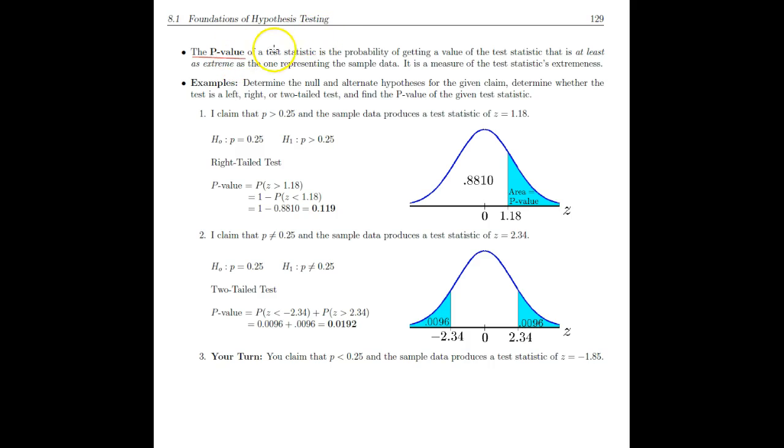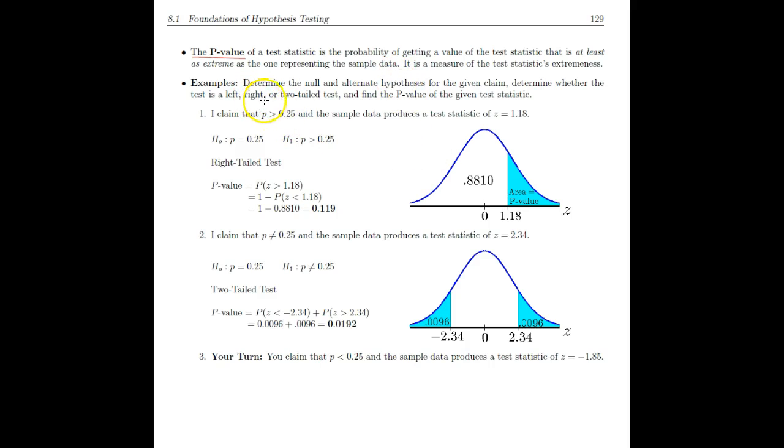So a p-value of a test statistic is the probability of getting a value of the test statistic that is at least as extreme as the one representing the sample data. So it's a measure of the test statistic's extremeness, that statistic that you got, that sample mean or sample proportion, the extremeness of that value. So let's do a couple examples.